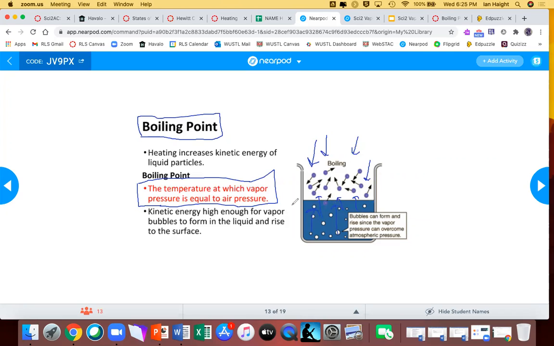And so the energies have to equal out, right? The vapor pressure has to equal the air pressure. And if you can heat up that water to get that vapor pressure higher so that it matches the air pressure, then it can release as a gas. It can begin to boil. Again, I know this is a confusing way to define this and explain it, but just keep in mind that when vapor pressure is equal to atmospheric pressure or air pressure, that is when you have achieved boiling point.